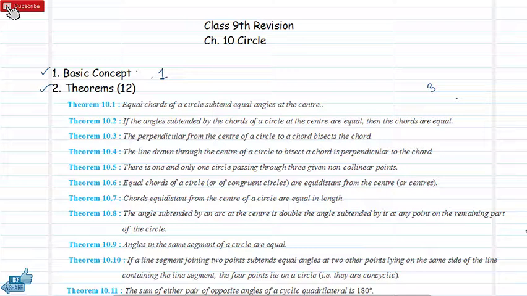Hello students, we are watching the chapter Circles, class 9, and this is the revision part. Though it is a revision part, I am going to revise all the theorems. I will explain all the theorems in detail, because if you understand the theorem, then only you can solve the example. I am not going to explain each and every example, but definitely I am going to explain all important questions from this lesson. So let's begin our topic.